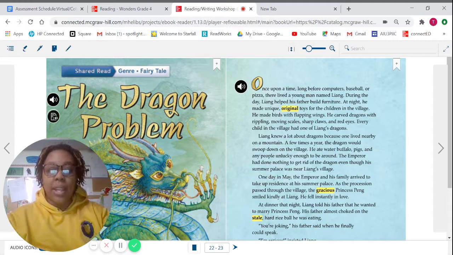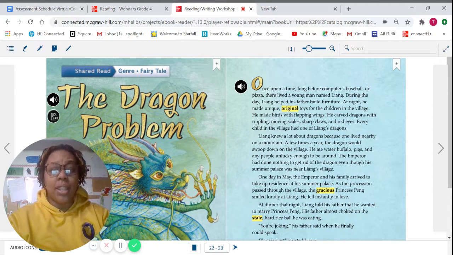One day in May, the emperor and his family arrived to take up residence at his summer palace. As the procession passed through the village, the gracious Princess Pang smiled kindly at Liang. He fell instantly in love. At dinner that night, Liang told his father that he wanted to marry Princess Pang. His father almost choked on the stale, hard rice ball he was eating.